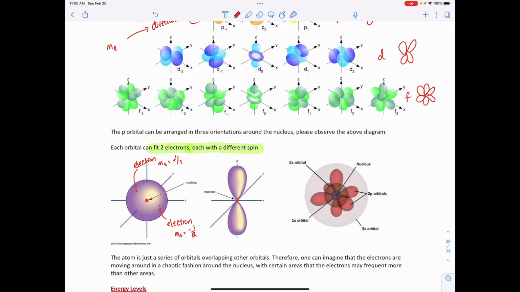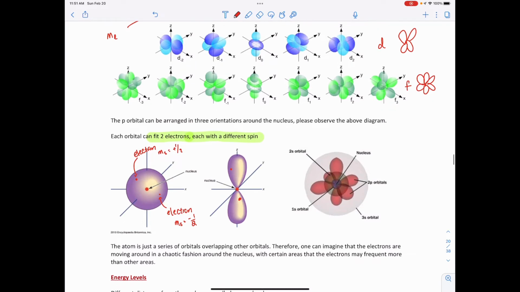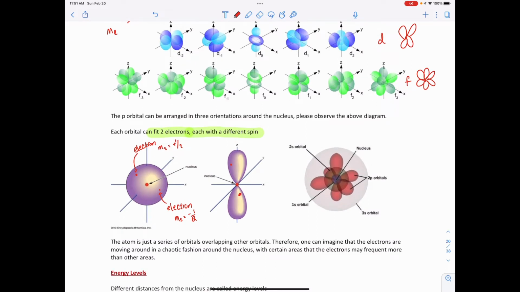Same thing for my p orbitals. If I take a snapshot of the p orbital, I can have an electron here and an electron down there as well, showing that at any given time, there are 2 electrons in this p orbital. I don't know where, but I know that they're going to be contained in that orbital. And so we have all these orbitals with all these electrons in them, and the atom is really just a series of orbitals overlapping other orbitals.